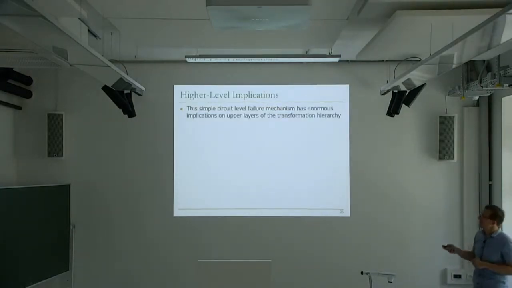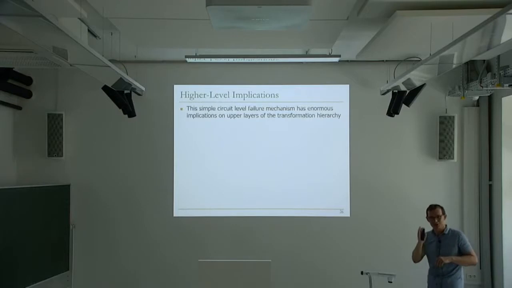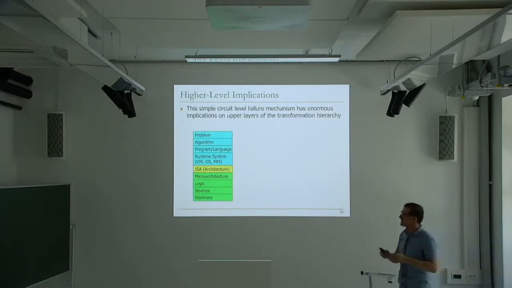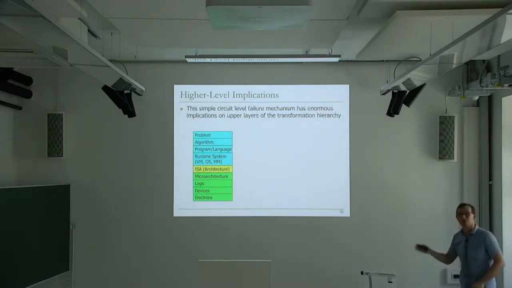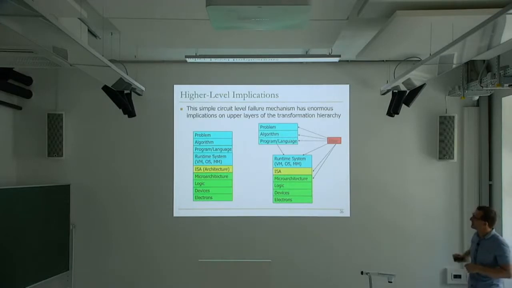And again, this has higher level implications. It's a simple circuit level failure mechanism. And as people have shown, it has an enormous implication on upper levels of the transformation hierarchy. Actually, I saw some report today. There was a paper called RAMBleed that was published in IEEE Security and Privacy and exposed, I think, very recently. I hadn't seen it before because I was traveling. But that's an example of another attack using RowHammer. They have these creative names, like RAMBleed. Basically, they showed that using RowHammer you could get information about the value of cells, memory locations that you're not supposed to get information on.